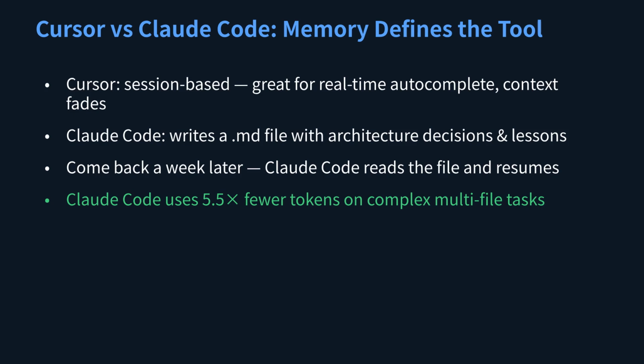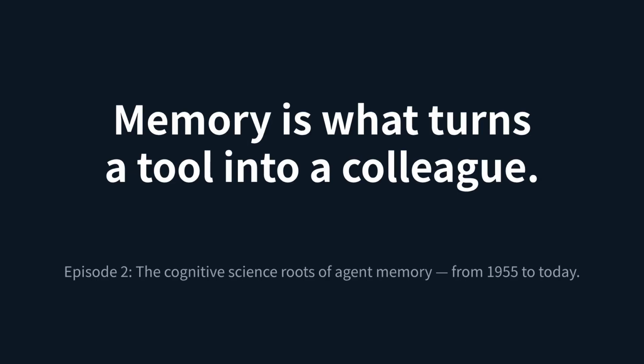Independent benchmarks show Claude Code uses up to 5.5 times fewer tokens than Cursor on complex multi-file tasks, entirely because of this persistent memory architecture. So here's the bottom line. Memory is the single most important factor that determines whether AI stays a tool you have to reteach every session, or becomes a genuine colleague that grows more useful every time you work with it.